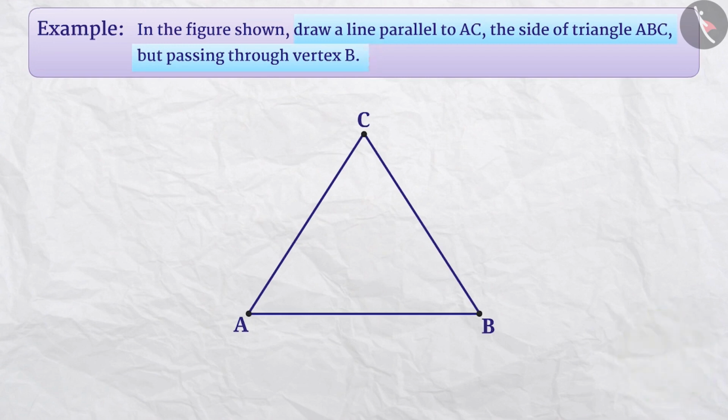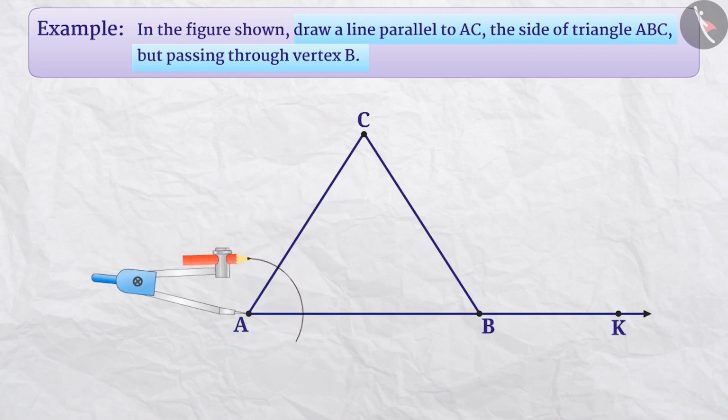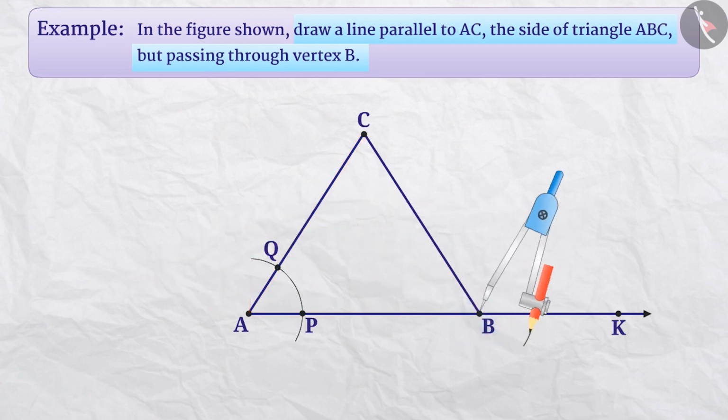We will explain. First, we will extend AB through K as shown. With A as center and a convenient radius, draw an arc cutting AB at P and CA at Q. Using the same radius and with B as center, draw another arc RS cutting BK at T.